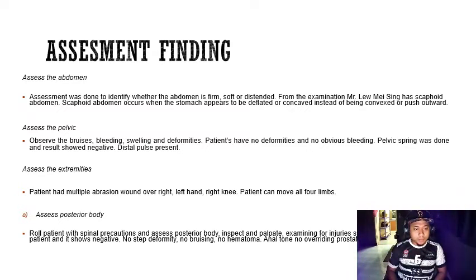And next, we have to assess the posterior body. We must check the log roll, or roll the patient with spinal percussion, and assess the posterior body: inspect and palpate, and examine for injuries and severity. When we did the log roll on this patient, it showed negative: no step deformity, no bruising, no hematoma, and no overriding prostate.